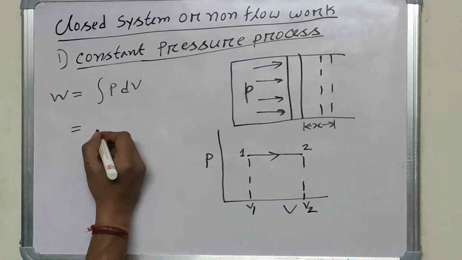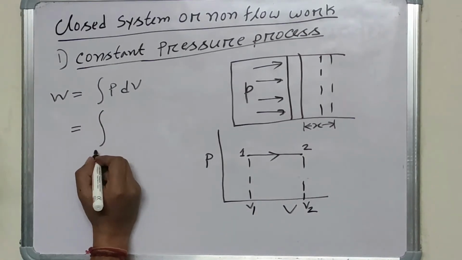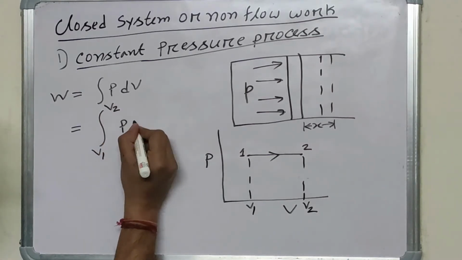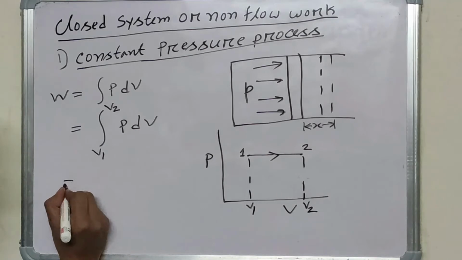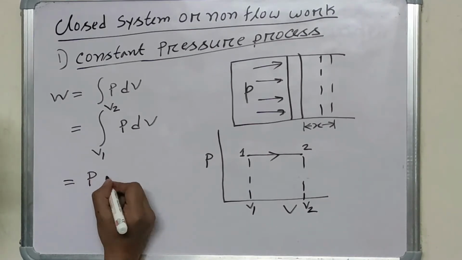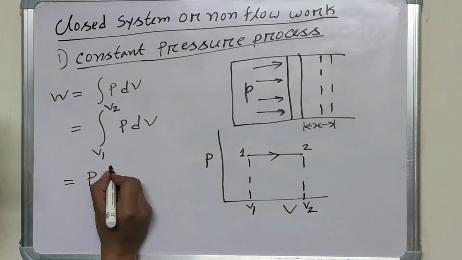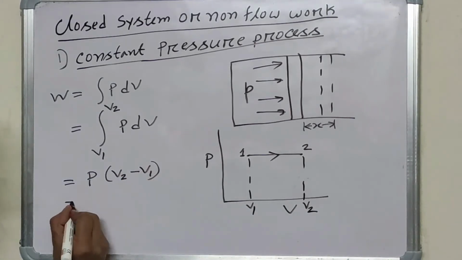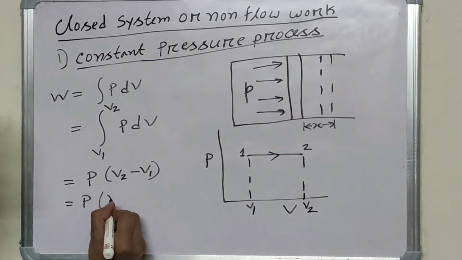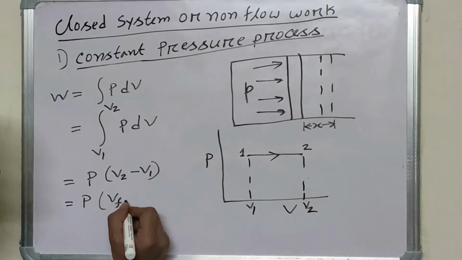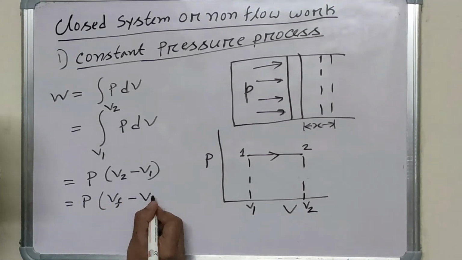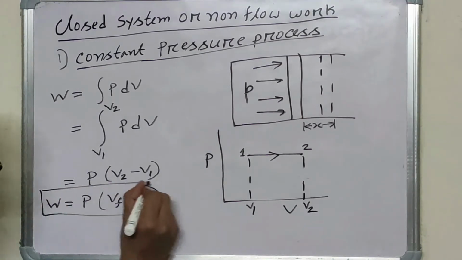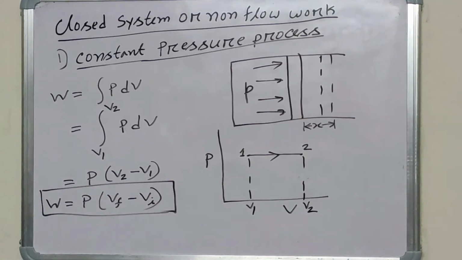So from limit V1 to V2, P into dV. Pressure is constant, taking it outside, it will be V2 minus V1. That means P into V final minus V initial. That is the work done in the constant pressure process.